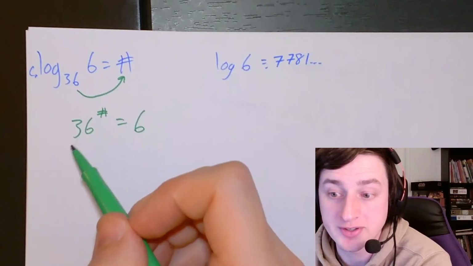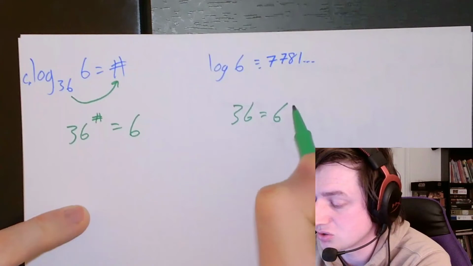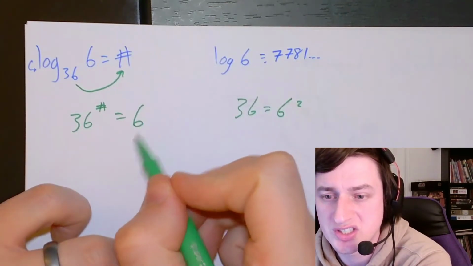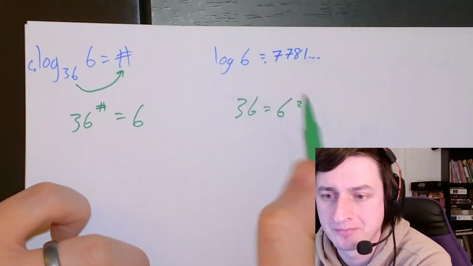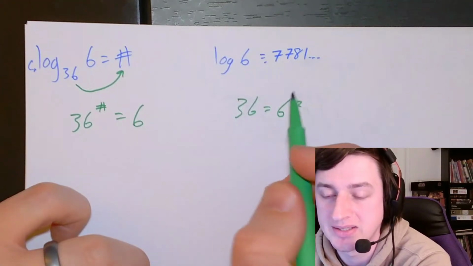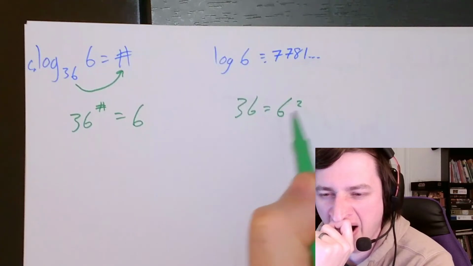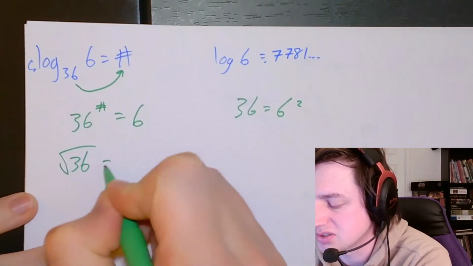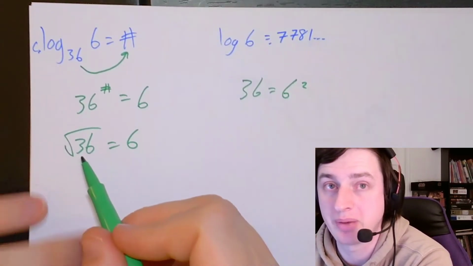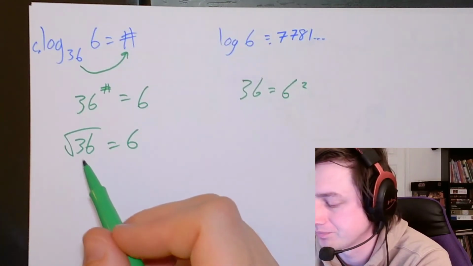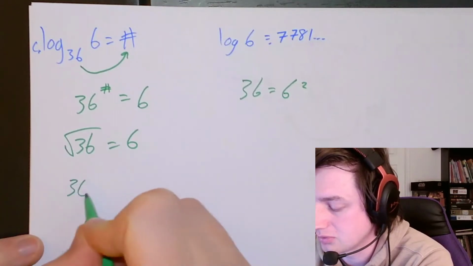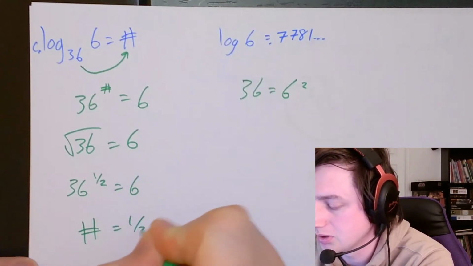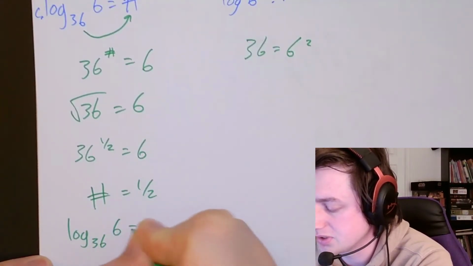You can also think, okay, 36 is 6 squared. To get from 6 squared to 6, we need half of this. We don't need half of 36. That's just 18. We need half of the multiplication for 6 squared. We just need half of this multiplication. So what we're saying is the square root of 36 is 6. And our exponent, if you remember back like two units ago before winter break, we said the square root is a half. Okay, so the number we're looking for is a half. Log base 36 of 6 is 1/2.